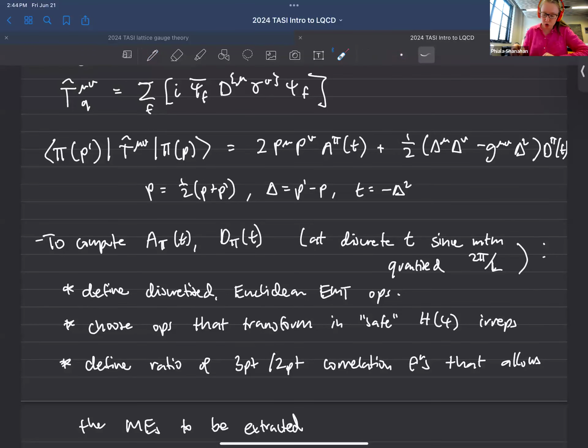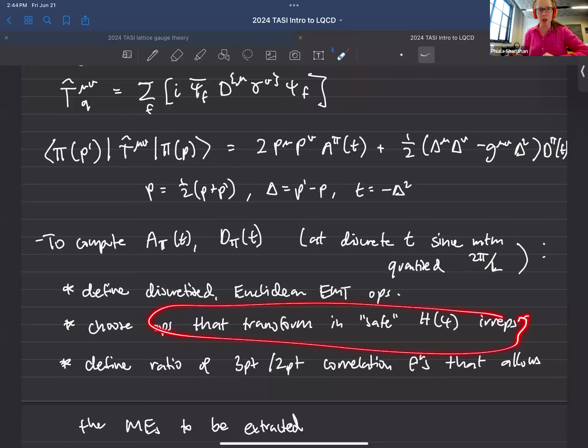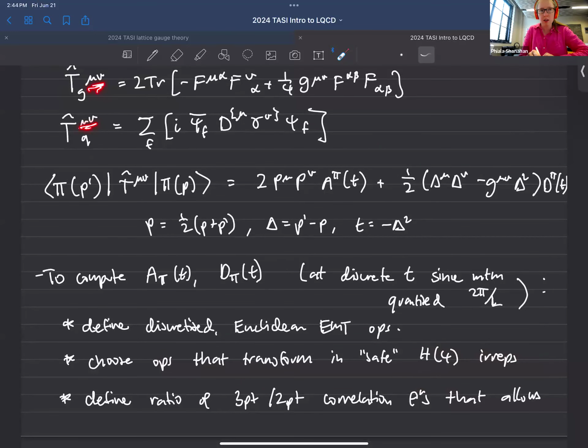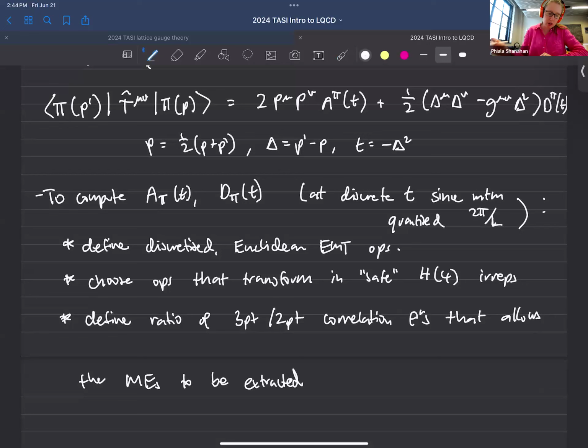And I should say, for choosing operators that transform in a safe irreducible representation of the hypercubic group, these operators have mu and nu indices. Some particular linear combination of different choices of mu and nu will be something that transforms in a hypercubic irrep. You'll do the group theory and you'll find that, okay, I want to take some combination, say T11 minus T22, and that transforms in a safe hypercubic irrep. I'll use that particular operator combination to do my calculations. Okay, so we'll define ratios that allow us to isolate the matrix elements. Then you'll solve a system of equations.